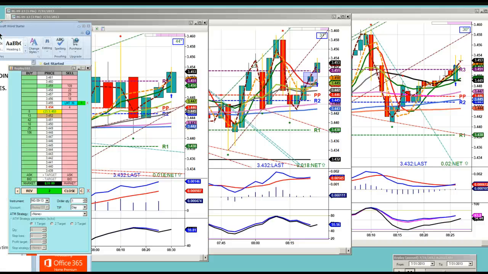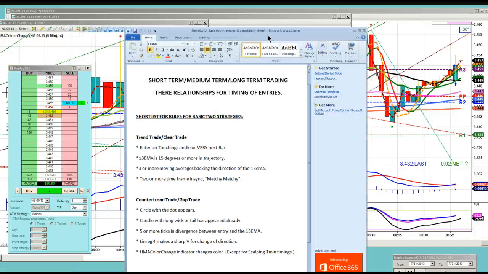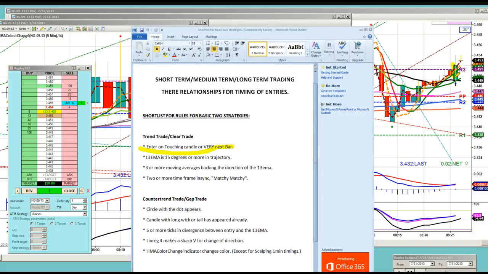So we entered on a touching candle or the very next bar. Now this happens to be touching at the cross. I like these candles that are touching right at that cross. I call them the Mac Daddy candle. Or the very next bar is okay too. But notice how close I am to the cross. This is the best time to get in on your trend trades.